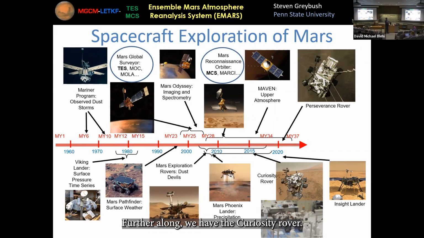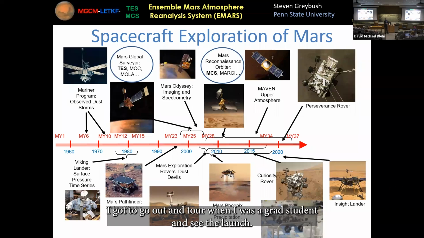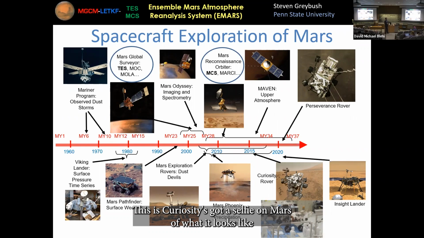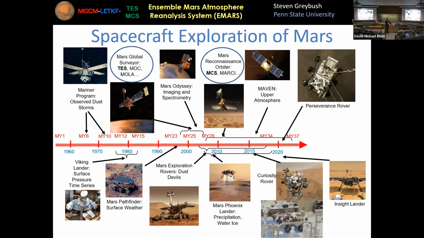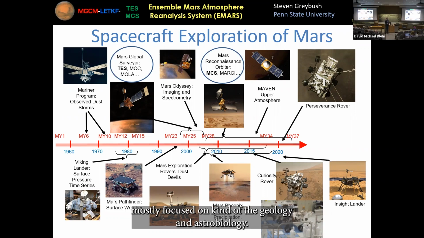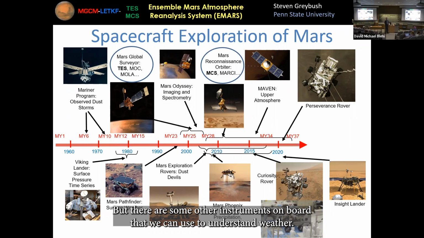Okay. Further along, we have the Curiosity rover. This is a picture from the clean room out at JPL. I got to go out and tour when I was a grad student and see the launch. This is Curiosity's selfie on Mars of what it looks like. It's been roving Mars for about the last decade or so, making a lot of discoveries, mostly focused on the geology and astrobiology, but there are some weather instruments on board that we can use to understand weather.